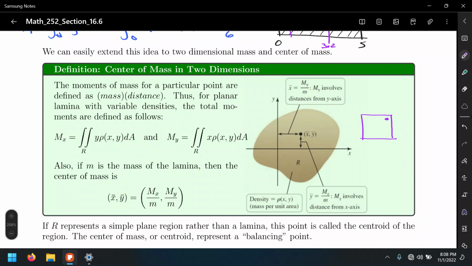But do you see, I mean, here is the thing. I would have to guess pretty much every other point until I find the point of balance, right? We're not going to do that. We have double integrals to get that work done for us, right?